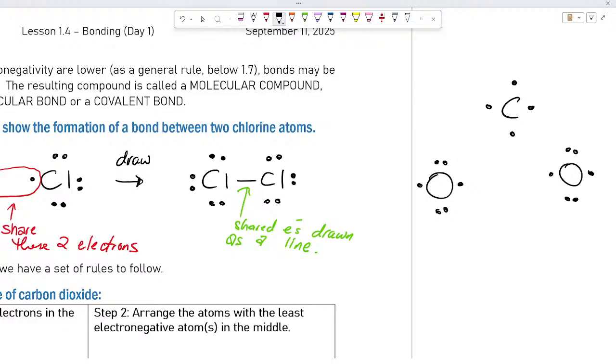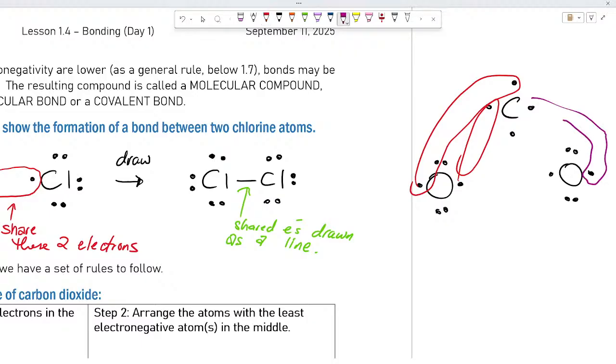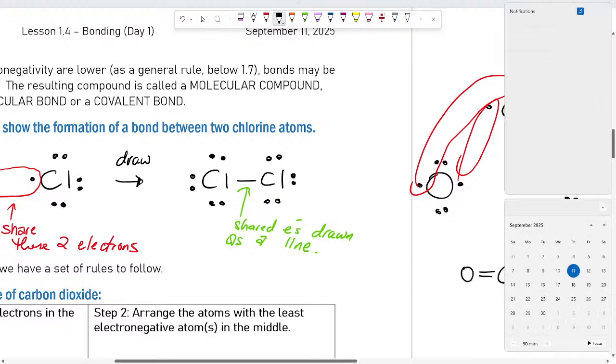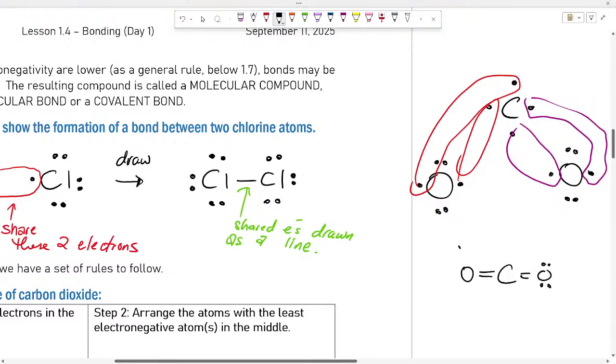Anyway, you can probably figure out without doing anything how these are going to work. Can anyone figure it out? What's the sharing going to look like? Yeah, it's going to share here like that, right? And then it's also going to share here like that. That's the worst drawing ever, but that's okay. And what we'd end up with is this structure, right? And carbon only has shared electrons, and the oxygens have 2 pairs that are shared, 2 pairs that aren't, right?